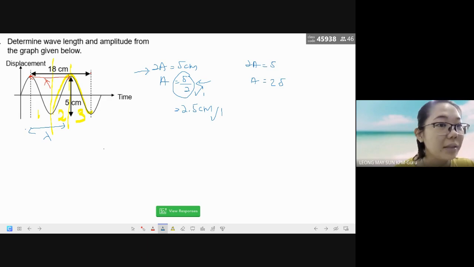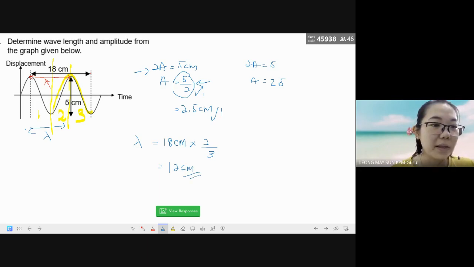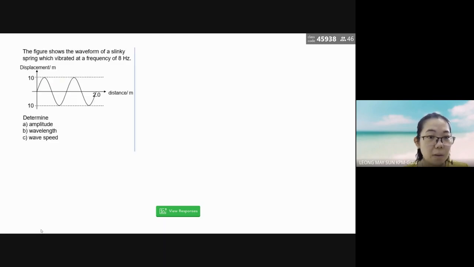So how did I calculate the wavelength? I calculated 18 centimeter. The wavelength is 18 centimeter times 2/3, because there's supposed to be 3 portions, but a wavelength is only 2 parts of it. This is my maths method to solve the question. So that would be 12 centimeter, because I split the 18 centimeter into 3 parts of the wave, and wavelength is only 2 parts of it. All right, so I'm going to go to the next question.